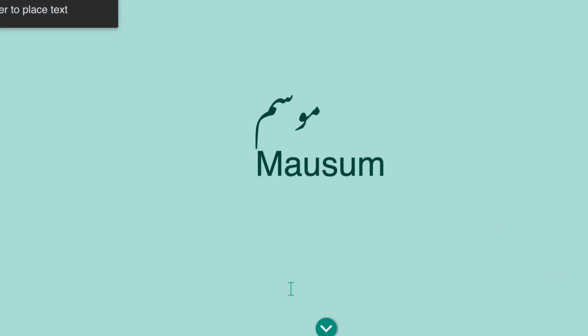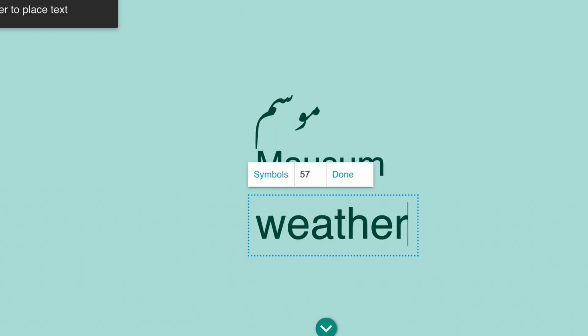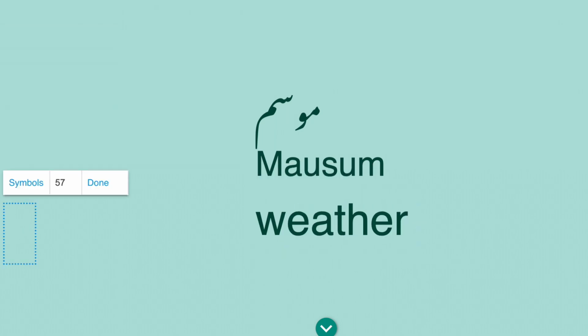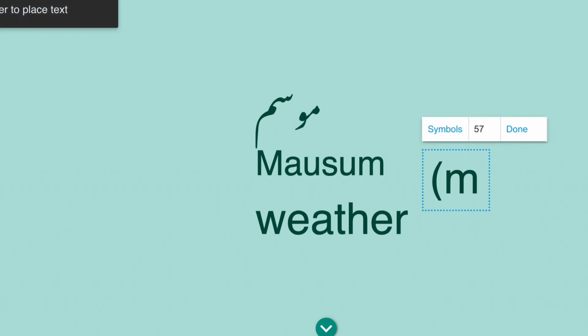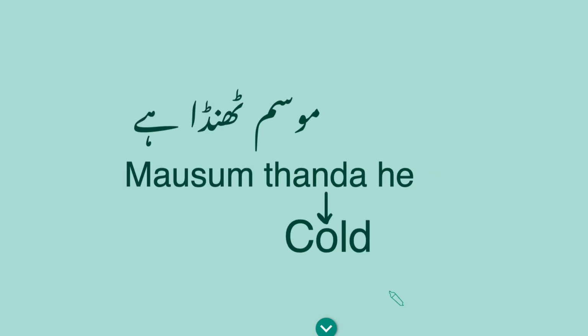The next one is Mosum. Mosum is weather. Mosum ठंडा है. The weather is cold. ठंडा is cold. It is masculine because ठंडा is an adjective and it's ending with a, making it clear that the word mosum is masculine.